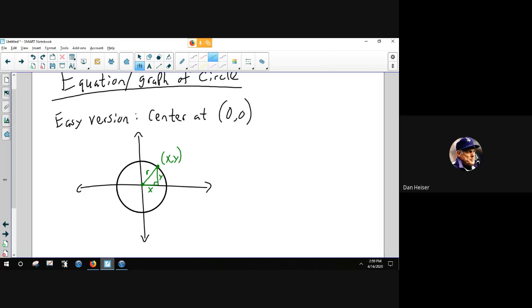And we end up with a right triangle. X is a leg, y is a leg, r is the hypotenuse. And that leads to the equation x squared plus y squared equals r squared. And this is the equation of the circle centered at the origin.